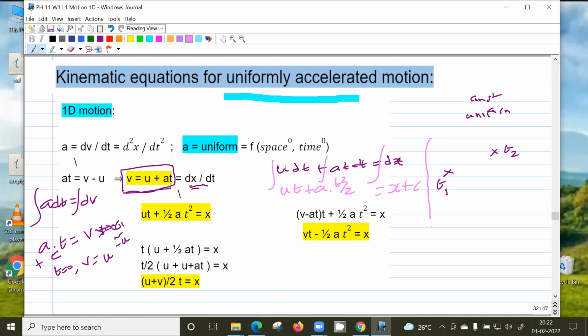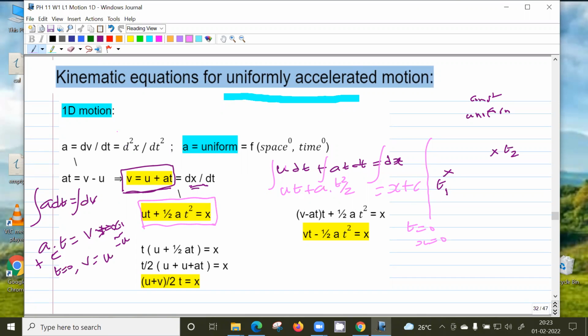So I have to fix this constant. This constant I can fix at time t equal to 0. Let x be 0. Let me assume that it's starting from the origin. Since it's starting from the origin, x equals 0 at time t equal to 0. So from this I get x equal to ut plus half a t squared.